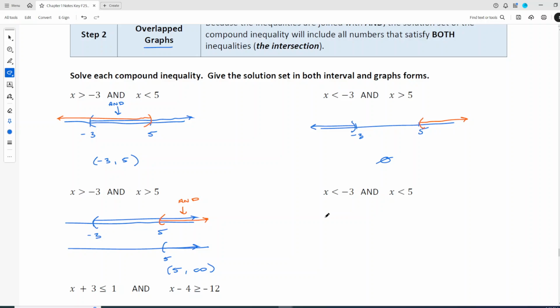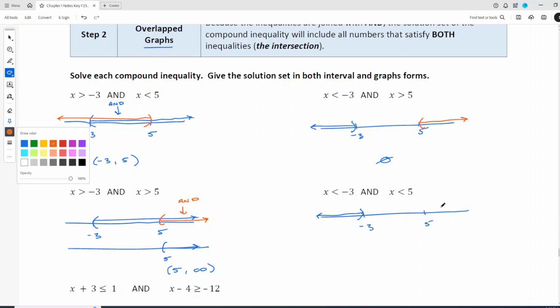All right, last one. This is the last scenario you can have. So we still have -3, we still have 5. These are x values that are less than -3, so round bracket with an arrow pointing to the left. And then the other one is x values less than 5, so round bracket, arrow pointing to the left. Now where do these two graphs overlap? Here. This is where they will be less than -3 and less than 5.